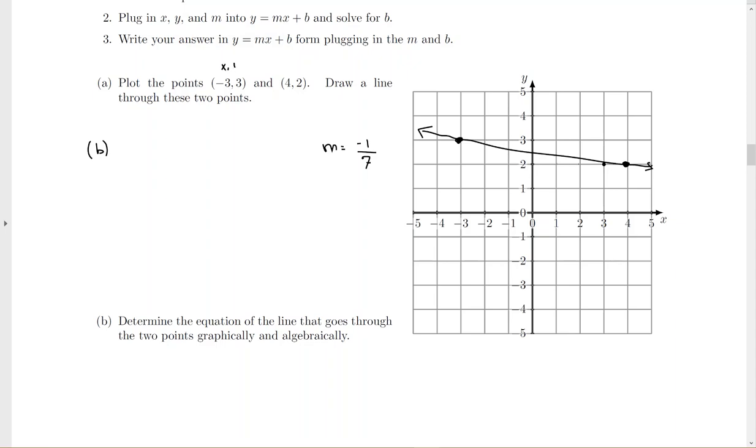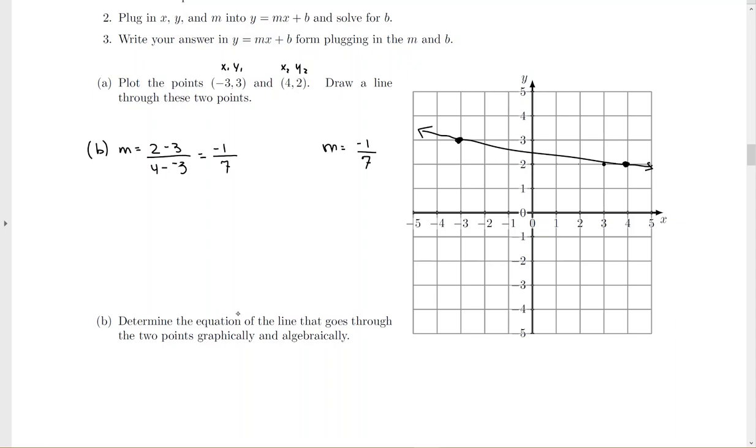Call this point x1, y1, this one x2, y2, and use the slope formula. So 2 minus 3 over 4 minus, and then the number -3. So I have 2 minus 3 is -1 on top, 4 minus a -3 is 7 on the bottom, and I get a slope of -1/7.